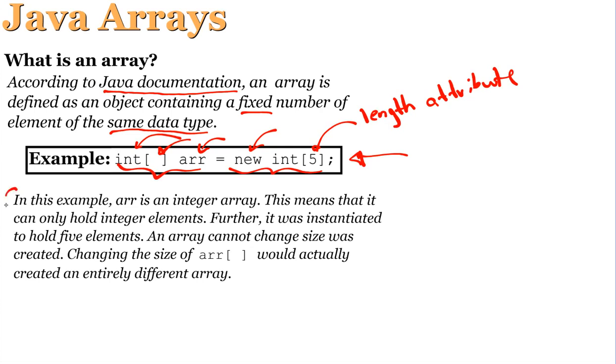So the recap down here, in this example, we have an array called arr. It is an integer array, and that means that it can only hold integer elements, and that it was instantiated with 5 elements, so it cannot change its size. Changing the size of arr would actually instantiate a whole new array and allocate a new memory space for it.